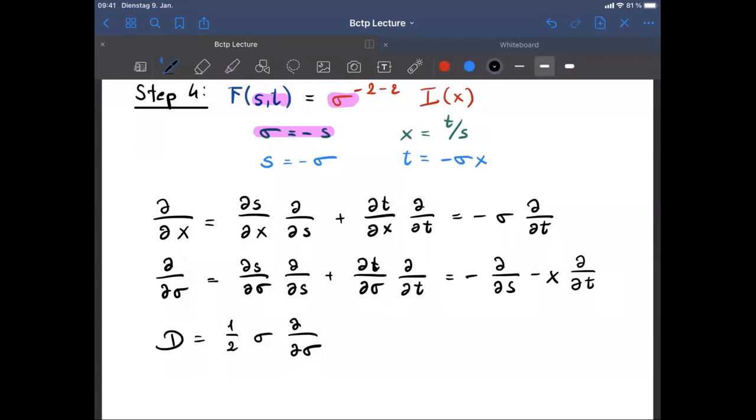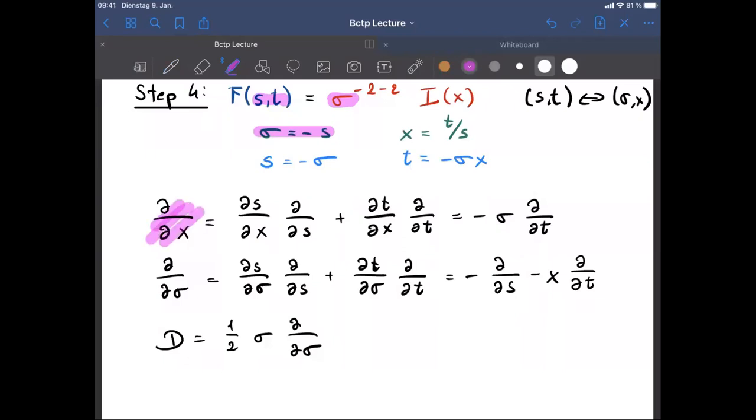And the reason for doing that is because I want to highlight that what we're actually doing here is a change of variable from S and T to sigma and X. In order to get things right, you have to think of it in that way and do the chain rule really from ST to sigma X. Why do I insist on that? Because when you look at it, well, let's do the chain rule.